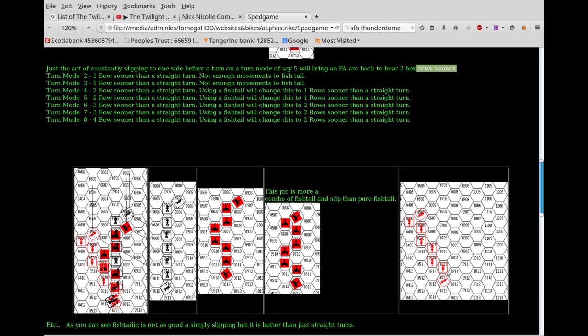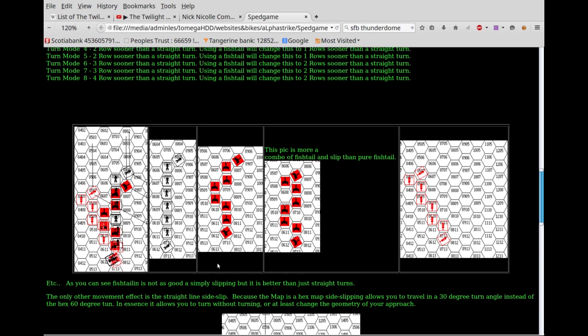And then we have a Gorn over here that just slips over to the right, or sorry, slips over to the left, and then I've overimposed them. So here we see the Gorn just simply slipping to the left, and this is the FA, this line indicates the FA arc, brings that arc to bear 3 hex rows sooner. Not sooner in the number of movements, but sooner in placement on the map.